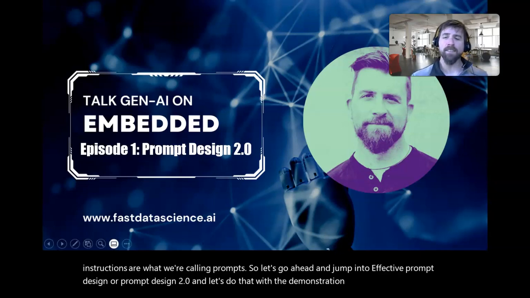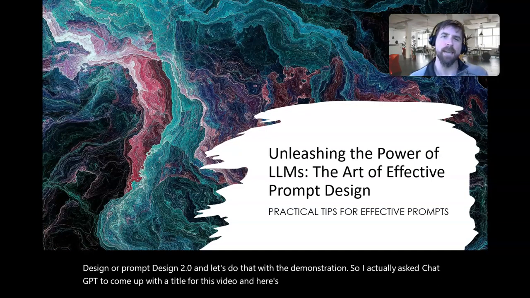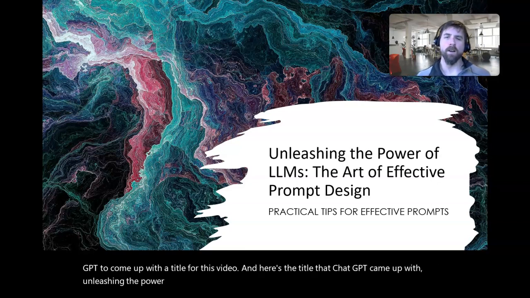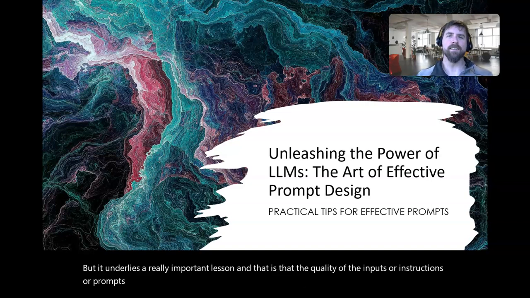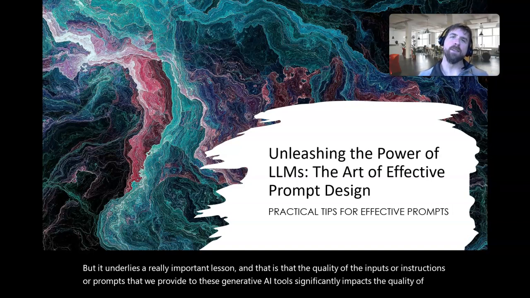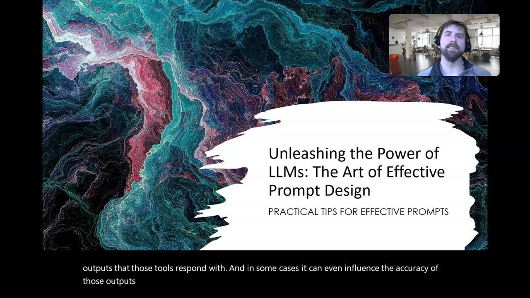So I actually asked ChatGPT to come up with a title for this video. And here's the title that ChatGPT came up with: Unleashing the Power of LLMs, the Art of Effective Prompt Design. Now, if that's not the most generative AI title for a video, I don't know what is. But it underlies a really important lesson, and that is that the quality of the inputs or instructions or prompts that we provide to these generative AI tools significantly impacts the quality of the outputs that those tools respond with. And in some cases, it can even influence the accuracy of those outputs, depending on the type of task that you're asking the generative AI tool to help you solve.